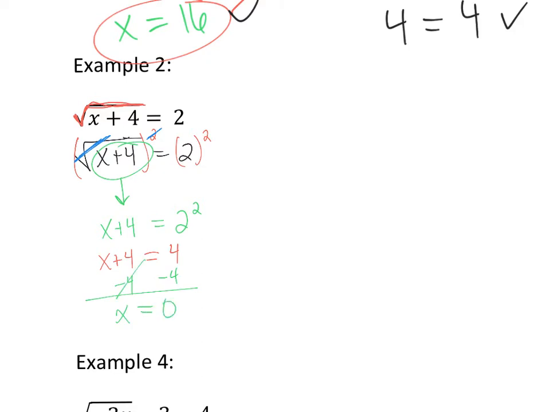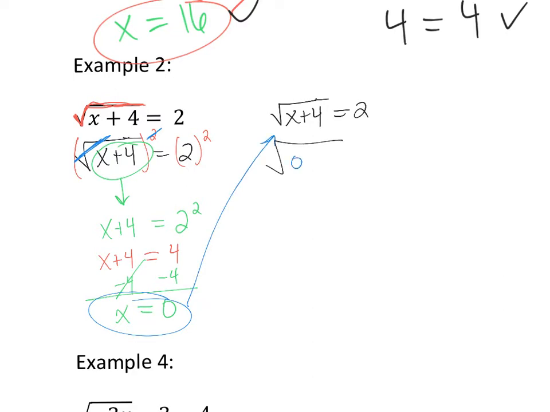Now, in this case, we have x equals 0. Don't forget, we need to go ahead and check. So I am going to go ahead and check my answer by plugging x back into my original problem. In this case, it was x equals 0.